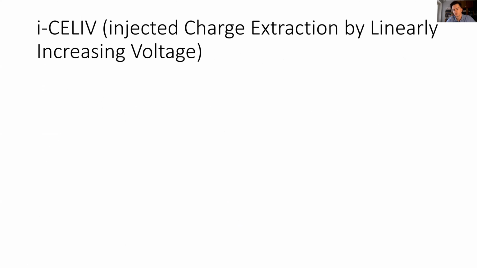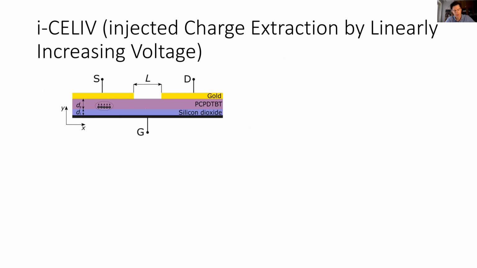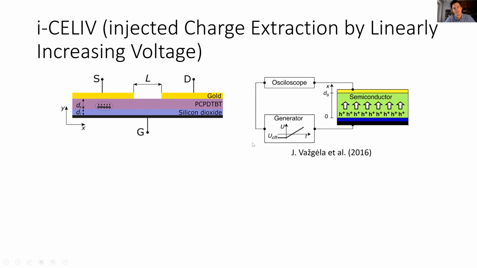So in this work, we basically used two main techniques for investigating charge carrier mobility. The first is called ISOLIV, or injected charge carrier extraction by linearly increasing voltage, which was developed by a professor from my university, Gytis Juška. In this case, charges are moving from the electric layer to the source contact, so it's the y direction, perpendicular to the substrate.